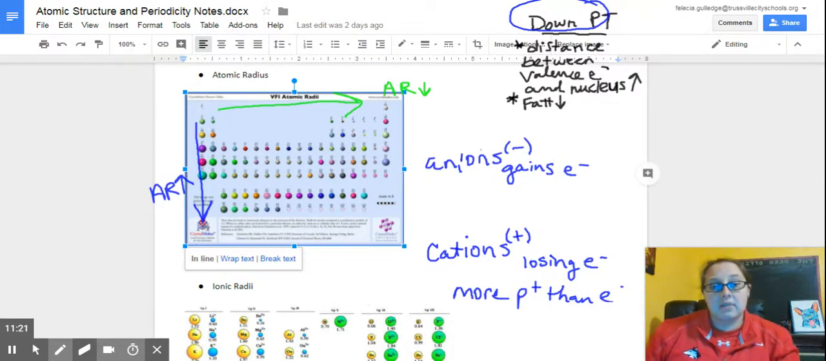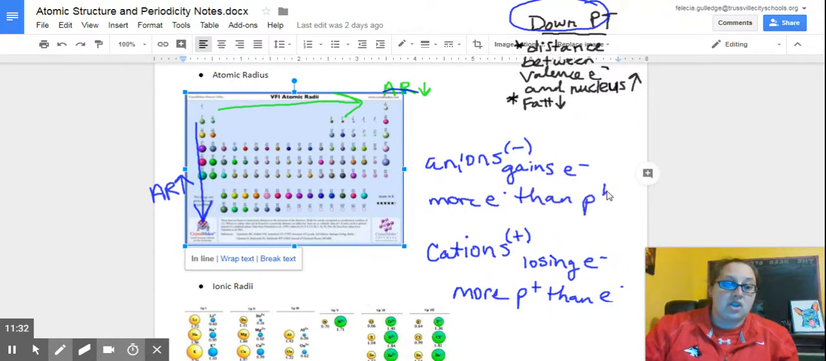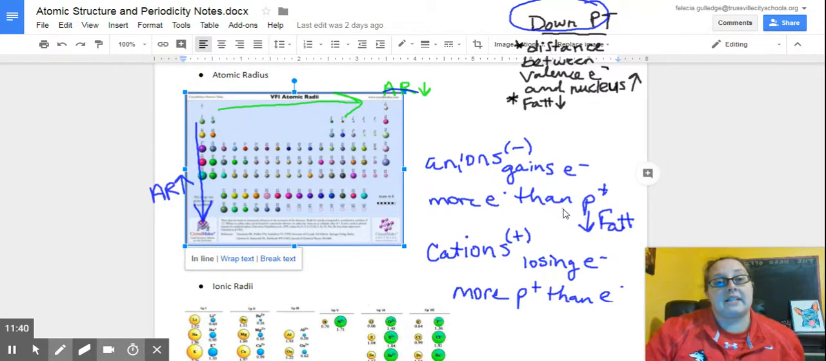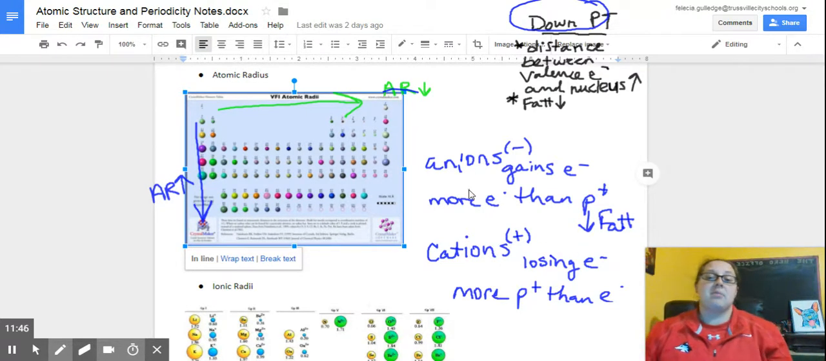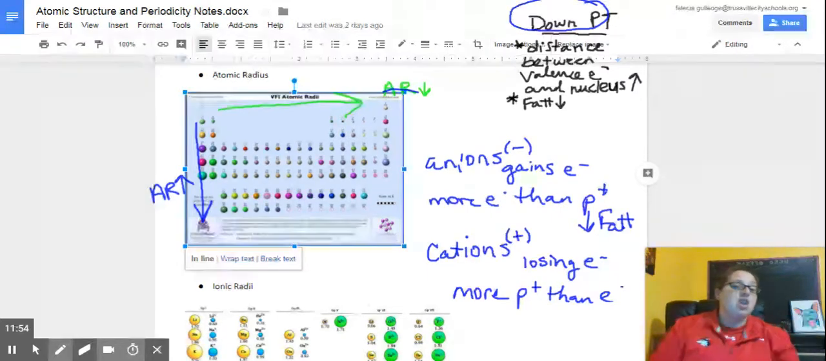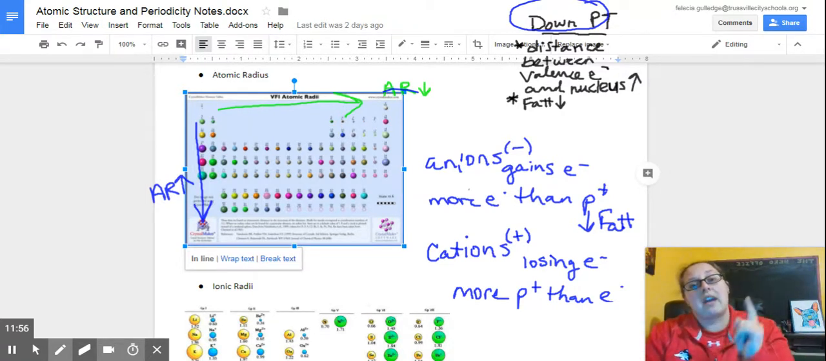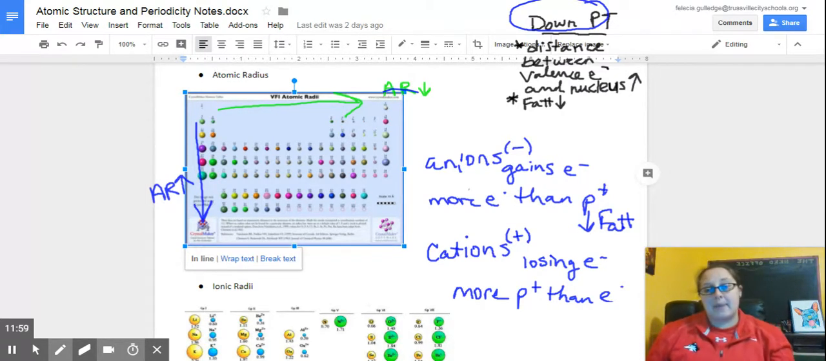The reason why? Since it gains electrons, it now has more electrons than protons, which decreases your force of attraction. Therefore, those electrons are held less tightly, which translates to a bigger size. So you will have to be able to discuss both atomic radius as well as ionic radius. The biggest thing is being able to explain these justifications. You always have to relate it back to Coulomb's Law, that force of attraction, what's happening there.